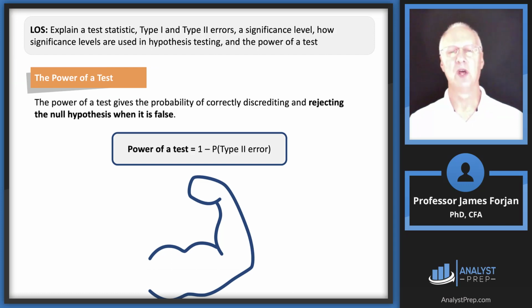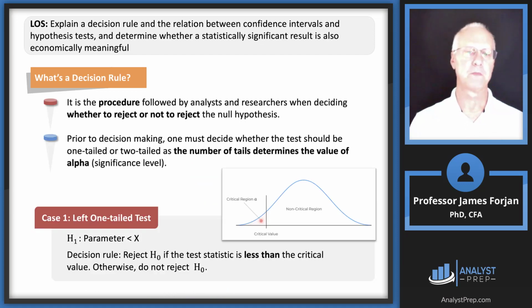Power of the test, all we do is take 1 minus the probability of a type 2 error. And notice we have the muscles there, the power of the test. Do we want superpowers like Superman, or do we want just regular powers like Jim here? But this will determine the probability of correctly discrediting and rejecting the null hypothesis when, in fact, it is false.